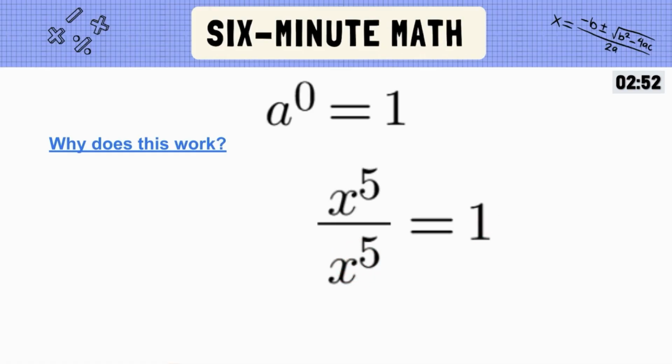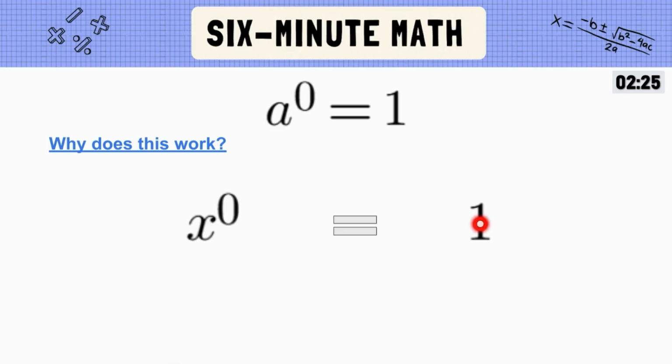I also know that using my quotient law, explained in the first video of this series, that dividing powers with the same base, I can subtract, so 5 minus 5 is equal to 0. Using the transitive property, I can therefore say that x to the power of 0 is equal to 1.